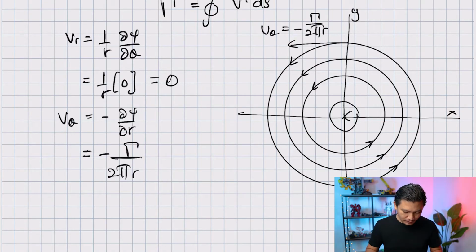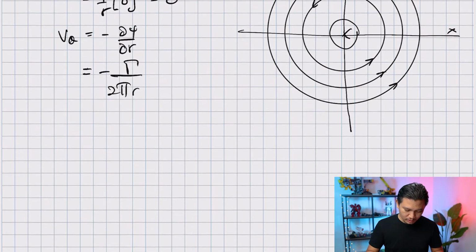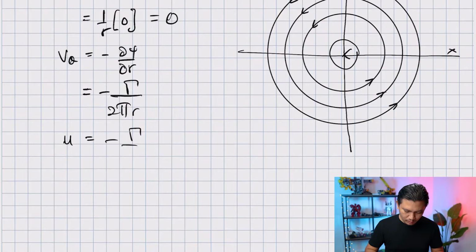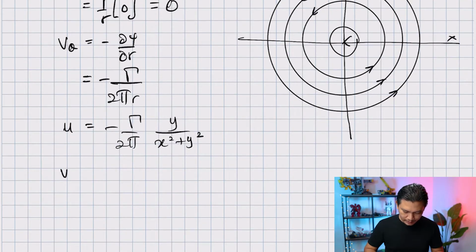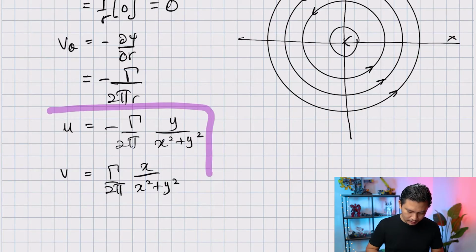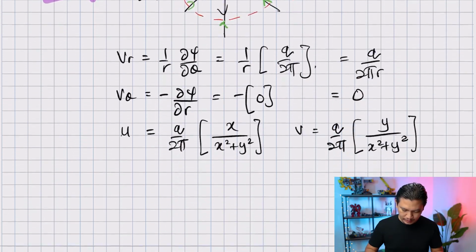And again, it is very simple to represent this in terms of polar coordinates, but if you really need to represent this as Cartesian coordinates, your velocity in x direction will become u equal to minus gamma over 2 pi times y over x squared plus y squared, and your velocity in y direction v is equal to gamma over 2 pi times x over x squared plus y squared. And I believe this is simply the reverse of what you have for source and sink, isn't it?